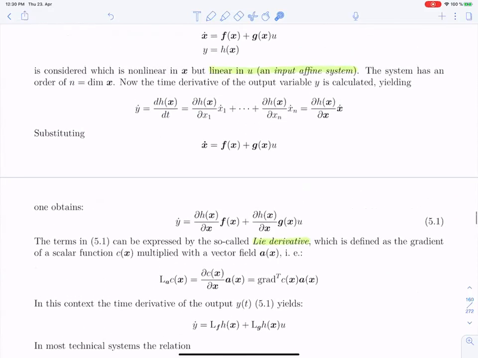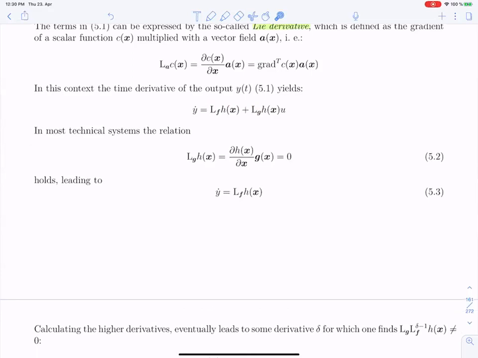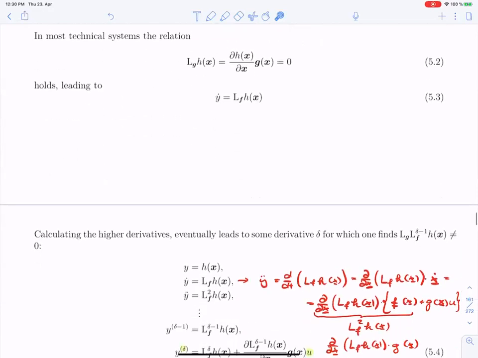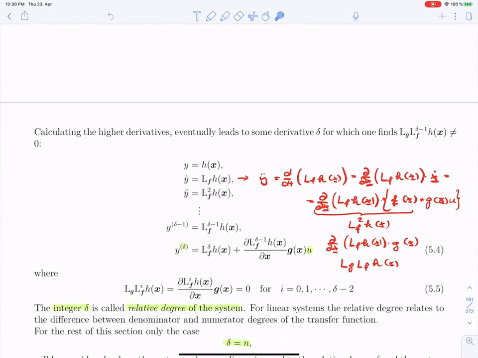So we started with this state equation, and of course we had this output equation. And then we started to compute the derivatives of the output in a consecutive fashion. And we observe, as with every dynamical system, that normally in the first derivative the input does not appear. Also, it does not show in the second derivative, and so on. It only shows up in a certain order of the derivative, which we call theta, the so-called relative degree of the system.